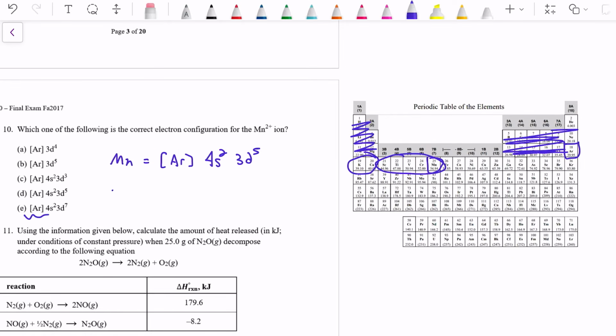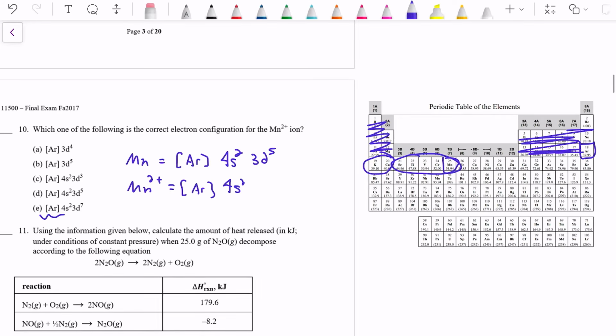Now we want the manganese 2+ ion, so if it's 2+, that means it lost 2 electrons. Actually, it's going to lose the 4s electrons first. So it will be 3d5. We're going to lose the outer energy level electrons first. So that leaves me with answer choice B.